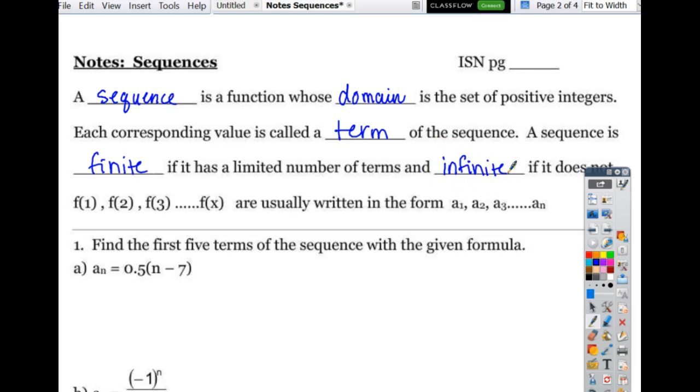All right, a sequence is a function whose domain is a set of positive integers. Each corresponding value is called a term. A sequence is finite if it has a limited number, and it's infinite if it doesn't have a limited number.